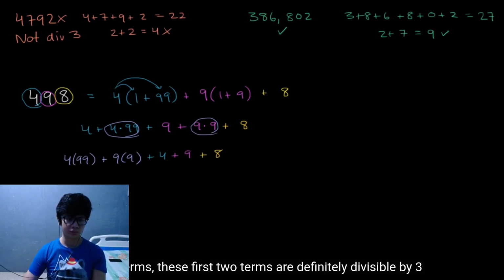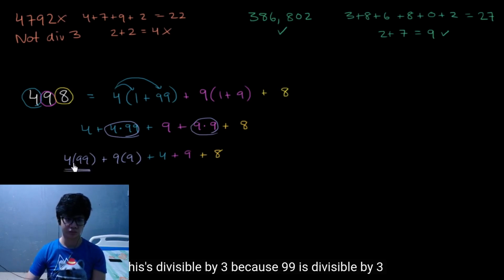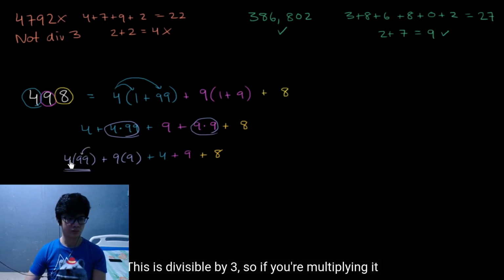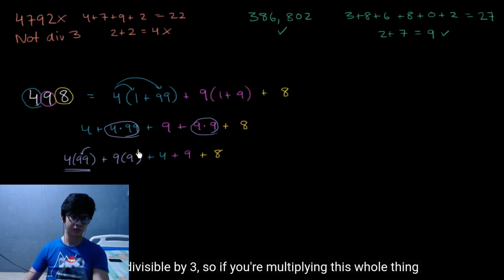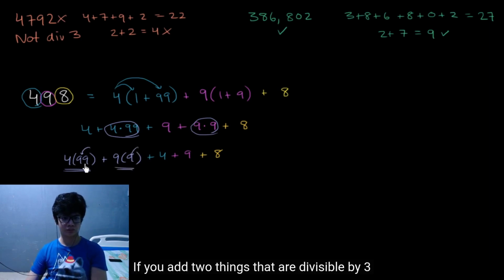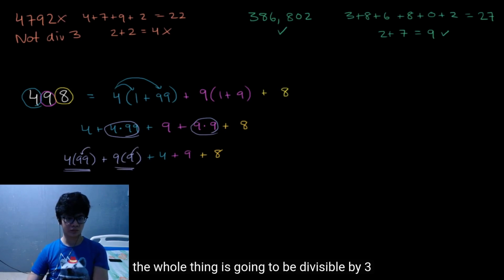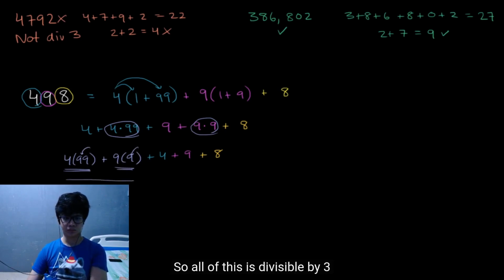Well, these first two terms are definitely divisible by 3. This is divisible by 3 because 99 is divisible by 3 regardless of what we have over here. You don't even have to look at this. This is divisible by 3, so if you're multiplying, this whole thing is still going to be divisible by 3. If you add two things that are divisible by 3, the whole thing is going to be divisible by 3. So all of this is divisible by 3.